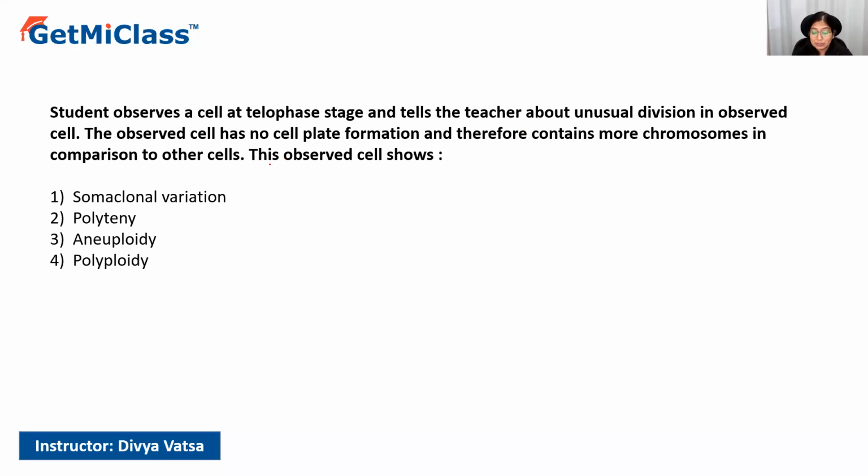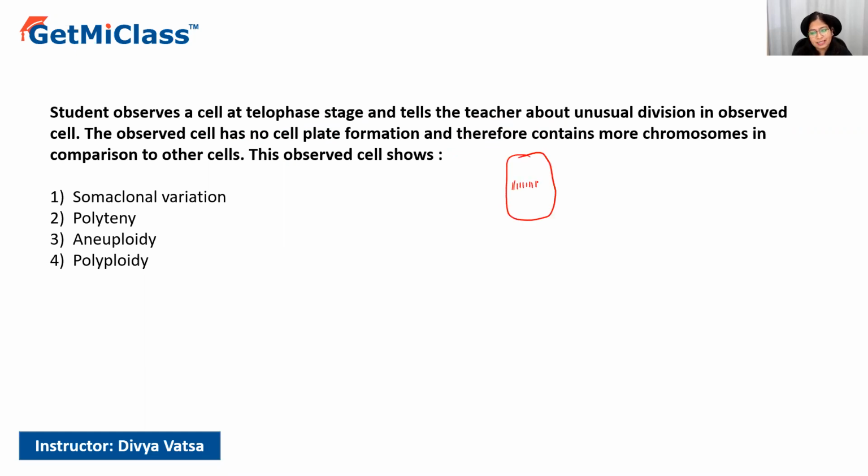Hi, so in this question, they've asked: the student observes the cell at telophase stage. Telophase stage is the last stage we see in the cell cycle, and it tells the teacher about unusual division in the observed cell. The observed cell has no cell plate formation and therefore contains more chromosomes in comparison to other cells. So what happens in telophase stage?